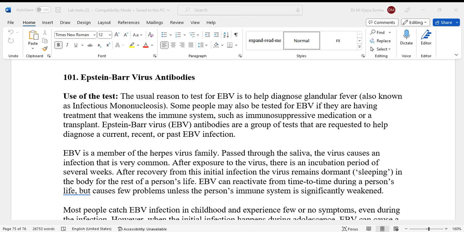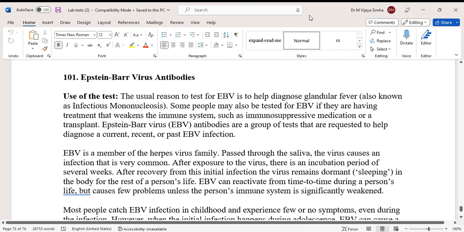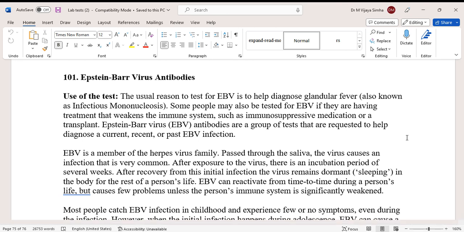Today we are going to discuss a laboratory test called Epstein-Barr virus antibodies. Use of the test: the usual reason to test for EBV is to help diagnose glandular fever, also known as infectious mononucleosis. Some people may also be tested for EBV if they are having treatment that weakens the immune system, such as immunosuppressive medication or a transplant.